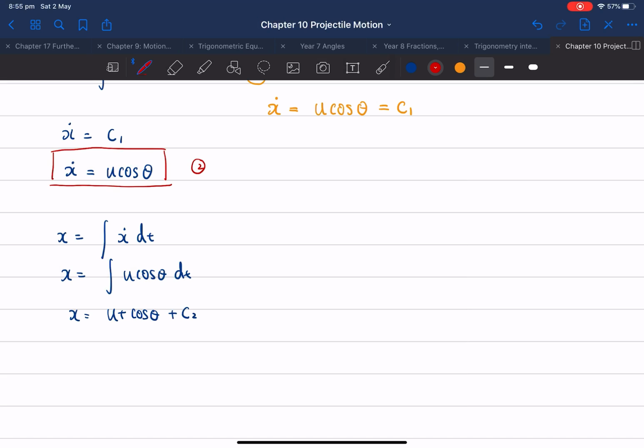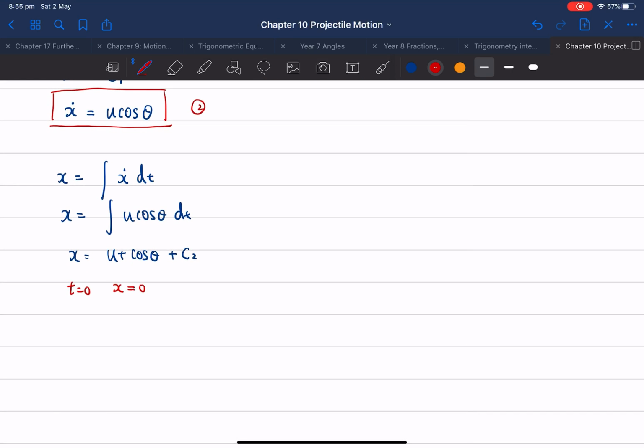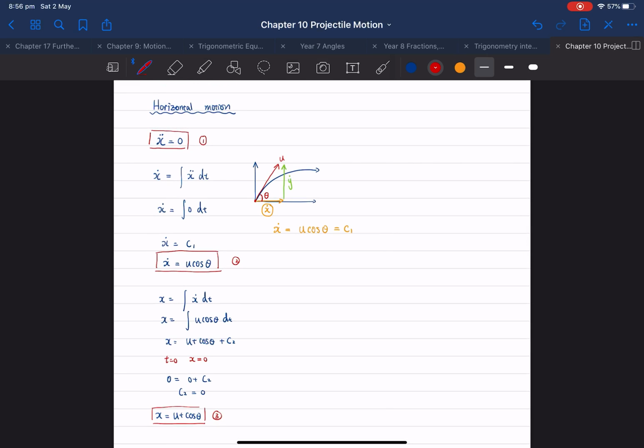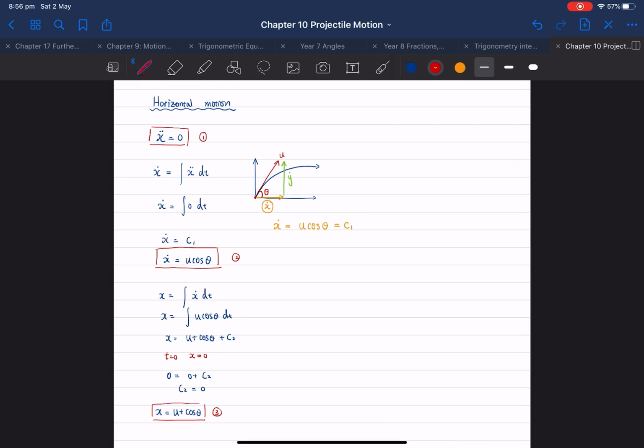Now, it's pretty easy to work out what C2 is. When time equals 0, there is no change in horizontal displacement because the starting point is the origin. So x equals 0. When you do a substitution, you will get 0 equals 0 plus C2. So that gives you C2 is equal to 0, which means x is equal to ut cos theta. So that's equation number 3. So we just finished the 3 equations for the horizontal motion.